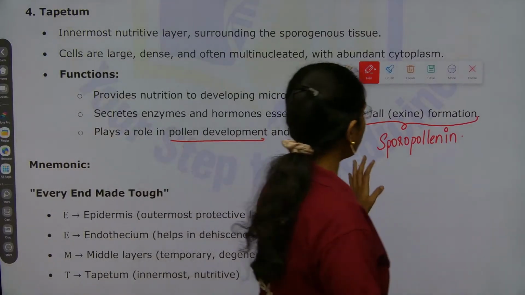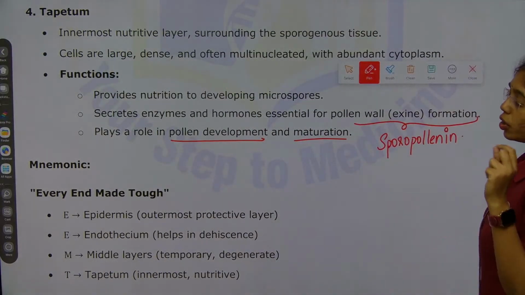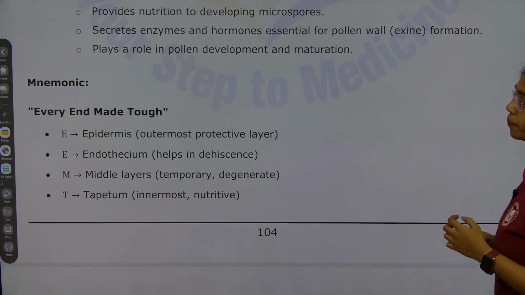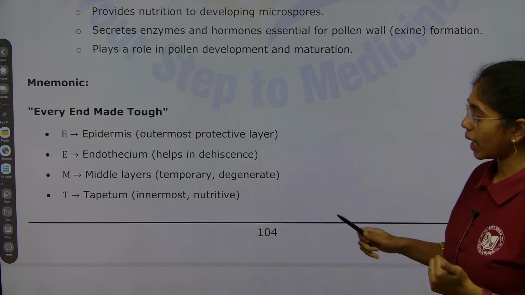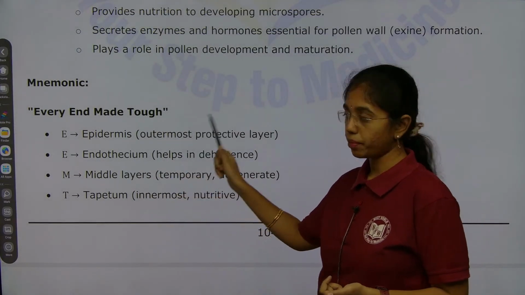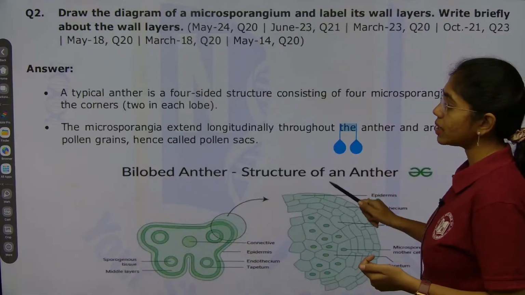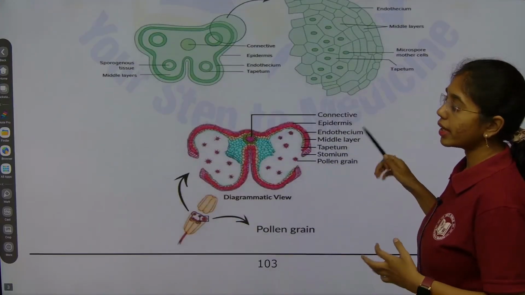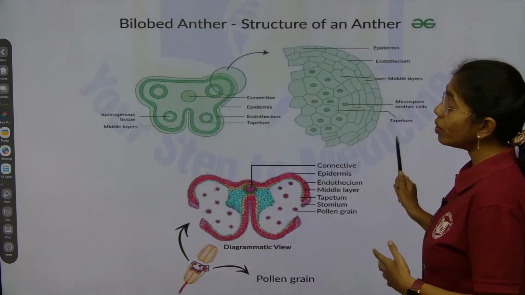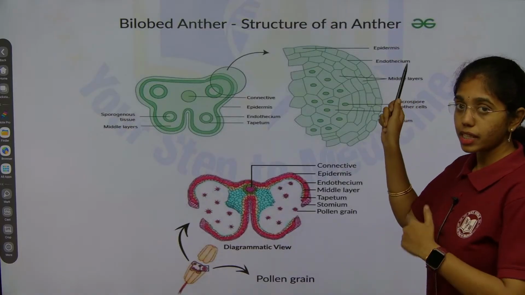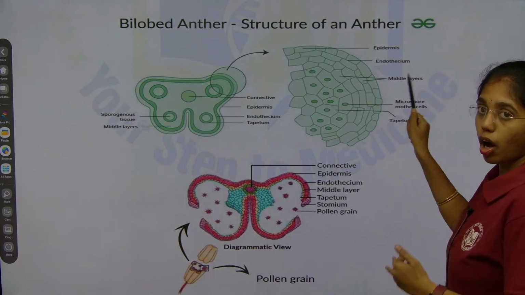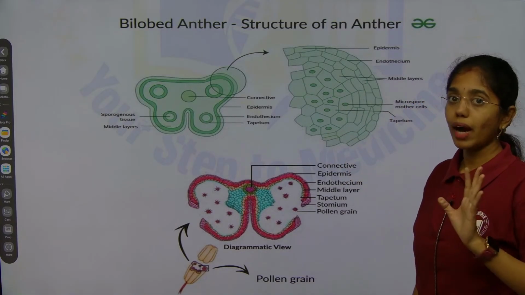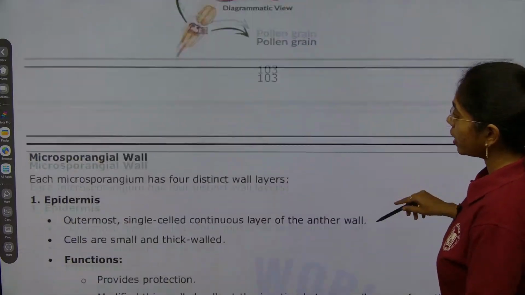Mnemonics are mostly not required to remember this answer, but for a few students I am giving one: every end made tough, like epidermis, endothecium, middle layers and tapetum. So how do you have to go with this answer? First describe the microsporangium, then draw the diagram of microsporangium with the labelings, then start giving the explanation about each layer of anther wall, and at the center you also have sporogenous tissue. That also you have to explain in detail, right? Clear?